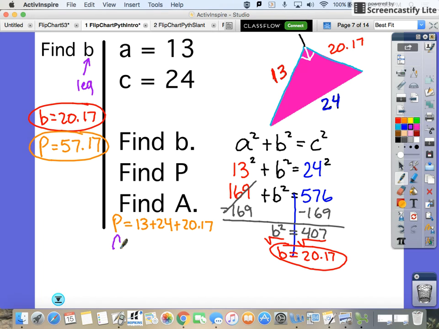Last, we have to find the area, which is base times height divided by 2, or leg times leg divided by 2. So on this example, we'd have 13 times 20.17 divided by 2. And we get 131.105.